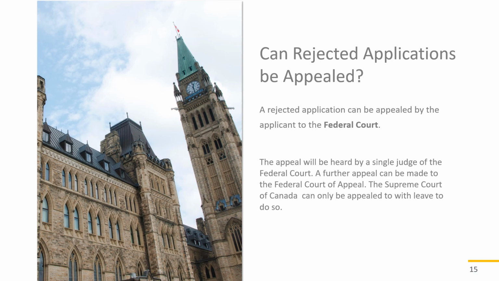Can rejected applications be appealed? If so, what procedures apply? A rejected application can be appealed by the applicant to the Federal Court. The appeal will be heard by a single judge of the Federal Court. If that's not satisfactory, a further appeal can be made to the Federal Court of Appeal, as of right, and the Supreme Court of Canada, but only with leave by the Supreme Court.